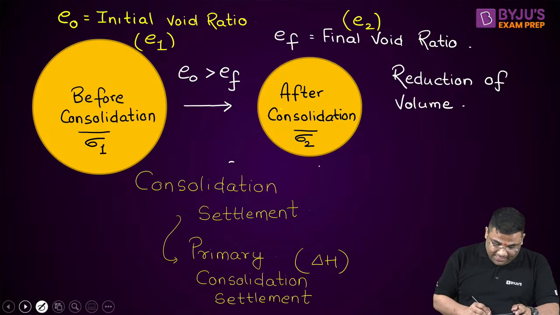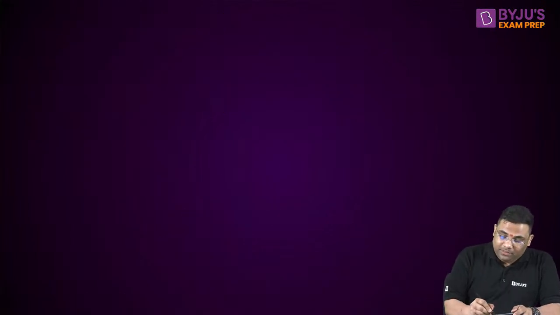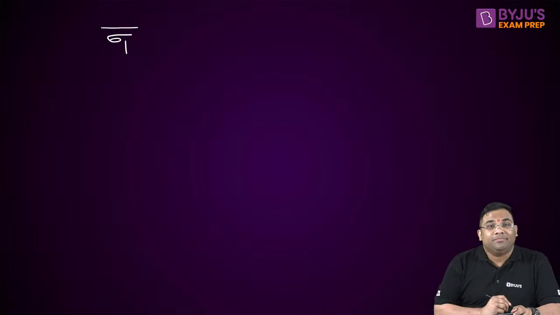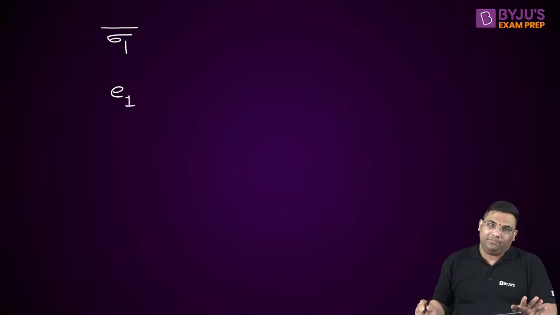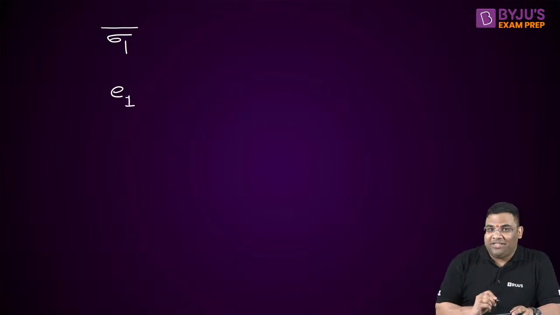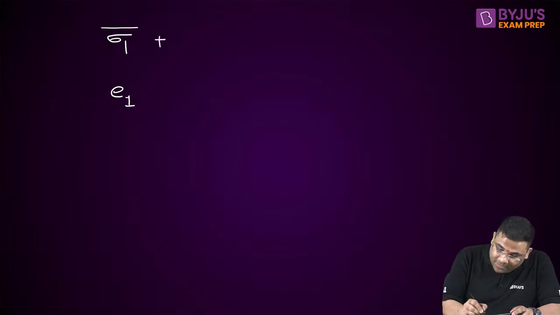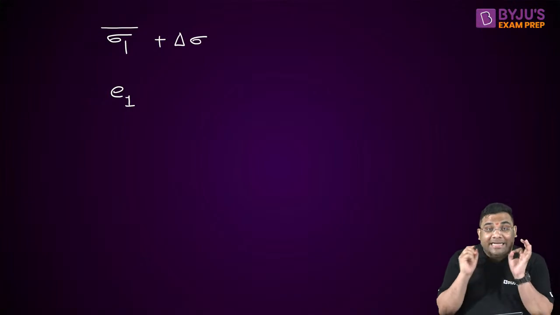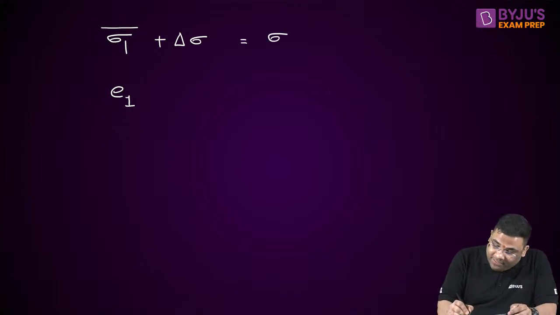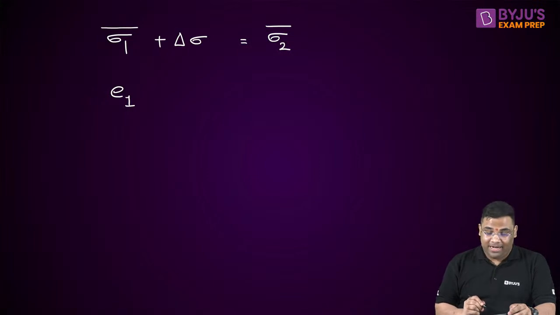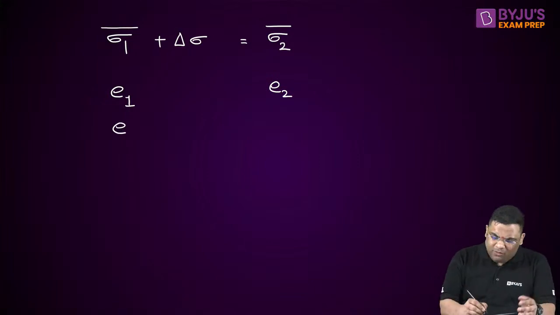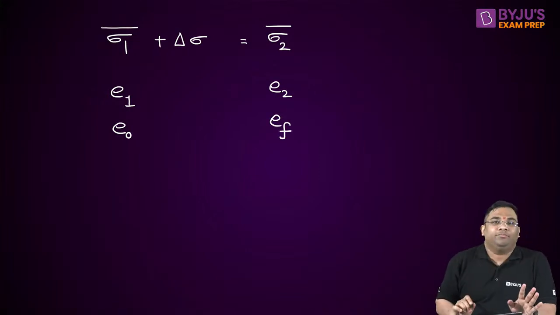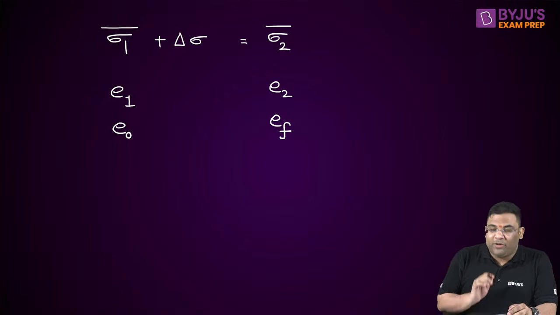So I can summarize this by saying that the effective stress was sigma 1 dash and the void ratio was E1. This is the initial condition. After consolidation, there was addition of this delta sigma additional stress and the effective stress became sigma 2 dash, and the void ratio changed to E2. Now this initial void ratio can be written as E1, or some books write E0, and the final as EF also. Understood? Very good.